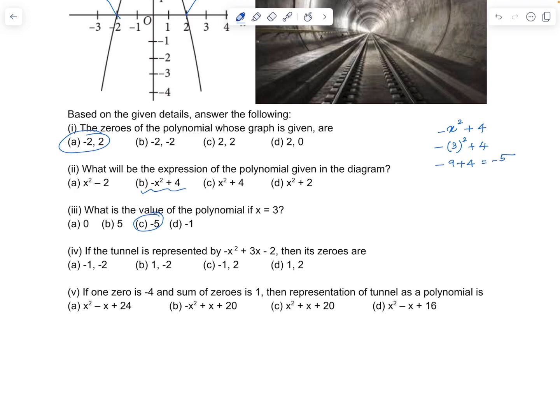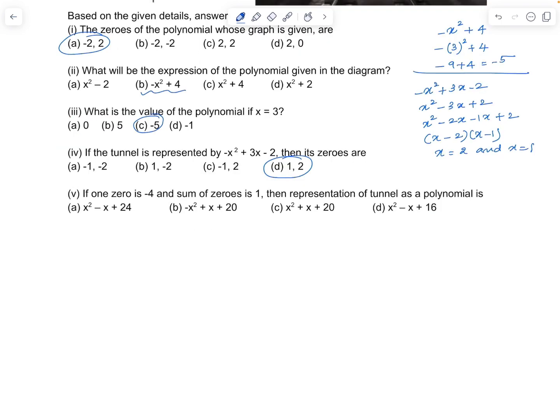Question 4. If the tunnel is represented by minus x square plus 3x minus 2, then its zeros are. Let's multiply this expression by minus 1. So we get x square minus 3x plus 2. By applying the splitting the middle term, we get x square minus 2x minus 1x plus 2, that is x minus 2 into x minus 1. These are the factors. So x is equal to 2 and x is equal to 1. The answer is D.